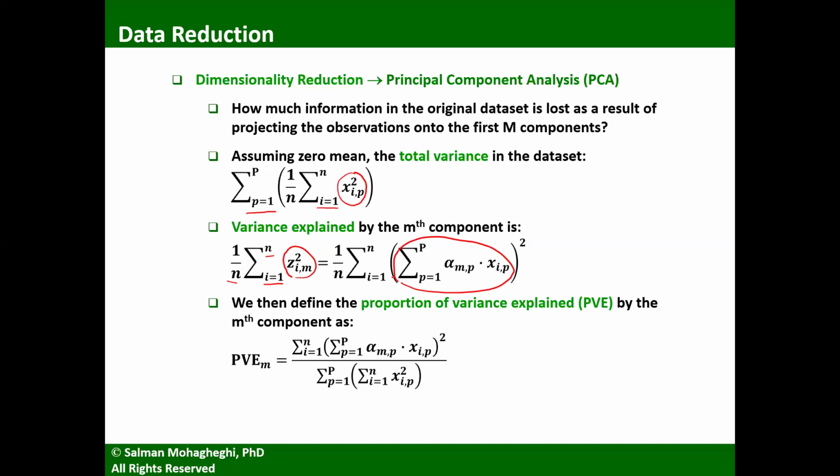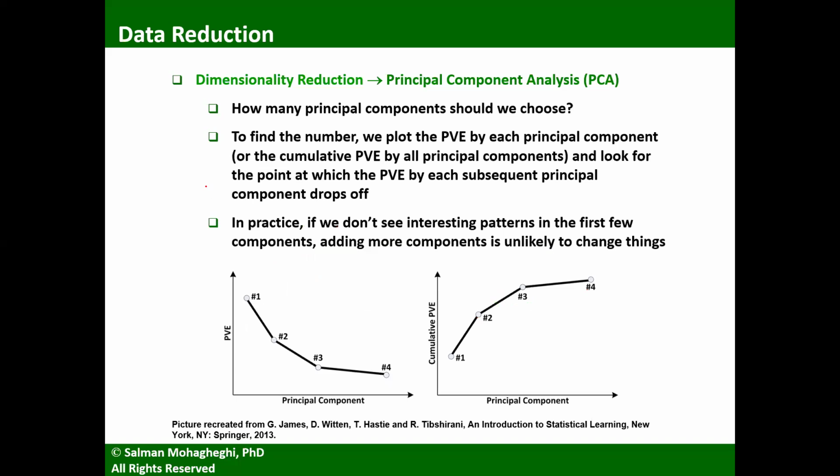So now if I divide this term by the total variance, I will get the proportion of the total variance that is explained by principal component number m. So I can determine how much of the total variance in the dataset is explained by principal component number 1, number 2, number 3, and so on. Then what I do is plot the proportion of variance explained by each of those principal components. And essentially, I look for a point where that proportion of variance explained drops off significantly.